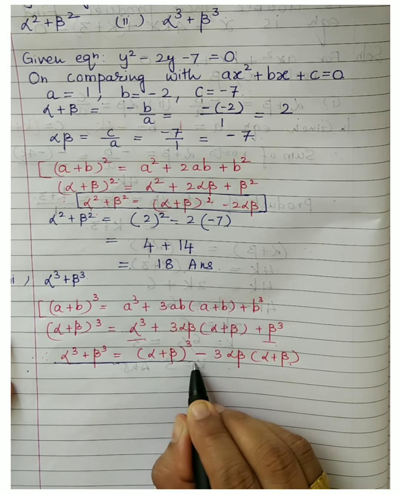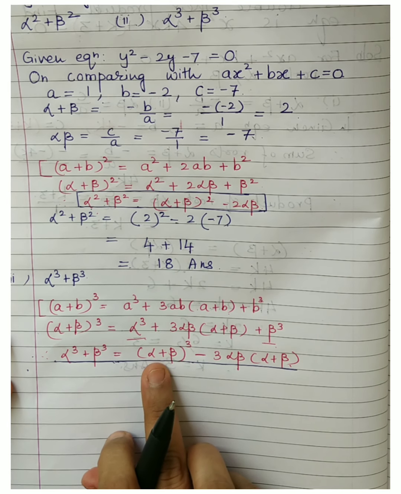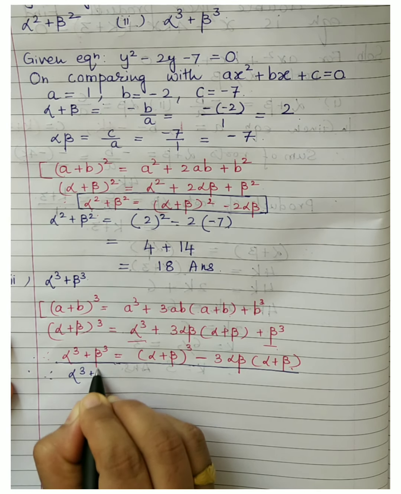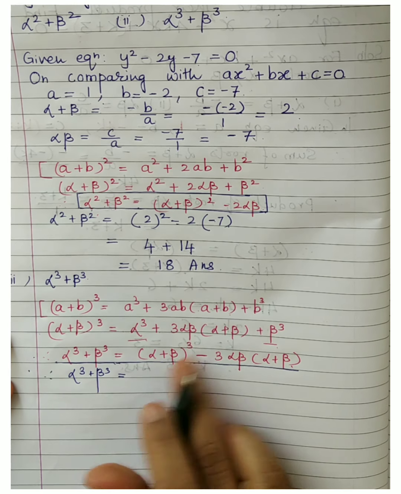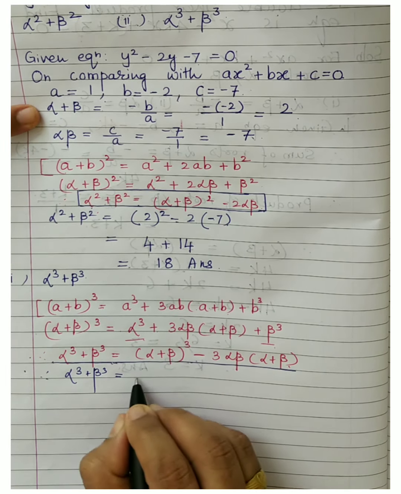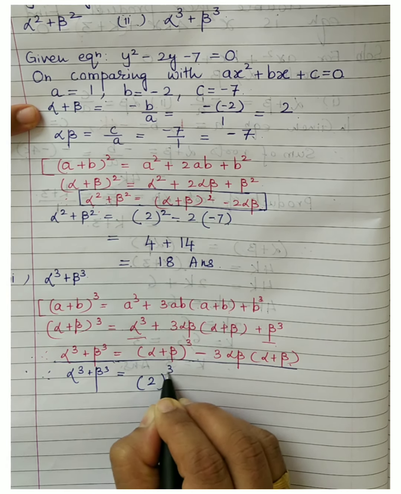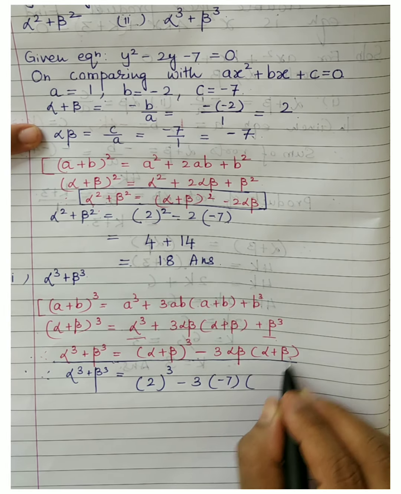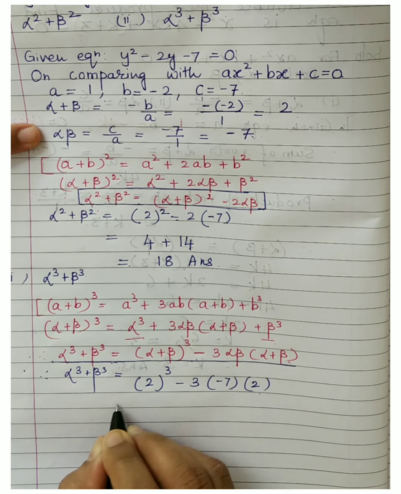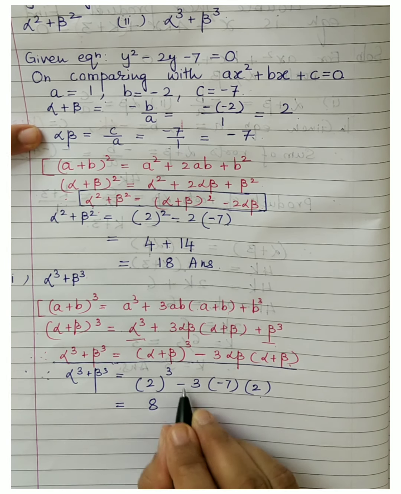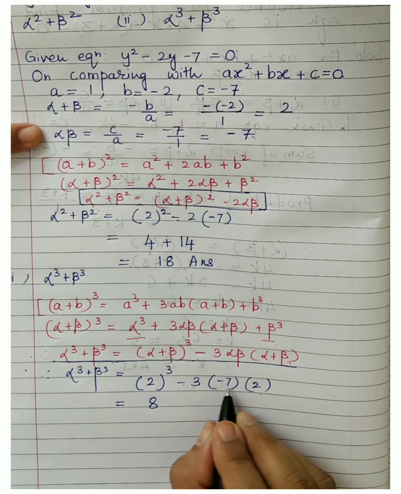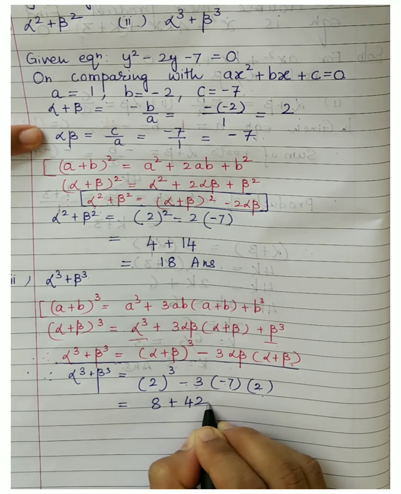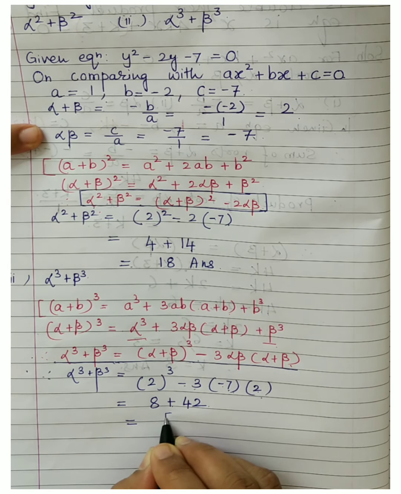So this formula we are going to use right now. Alpha cube plus beta cube can be found because we know the value of alpha plus beta and alpha into beta. So alpha cube plus beta cube, you get alpha plus beta the whole cube. Alpha plus beta, what is the value found here? 2. 2 cube minus 3 into alpha beta is what? Minus 7 into alpha plus beta is what again? 2. So on simplifying it, I get 2's cube 8, minus minus plus 7 3s are 21, 21 2s are 42. So 8 plus 42. What is the answer? 50.